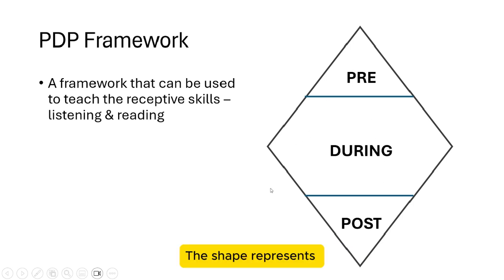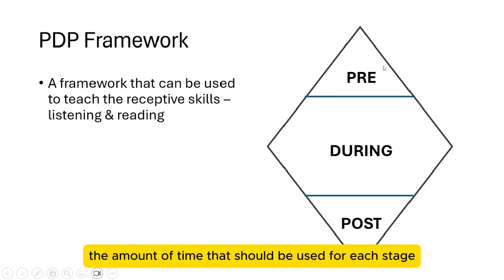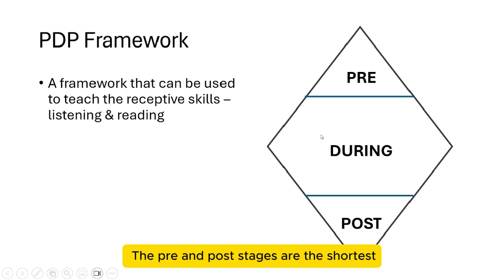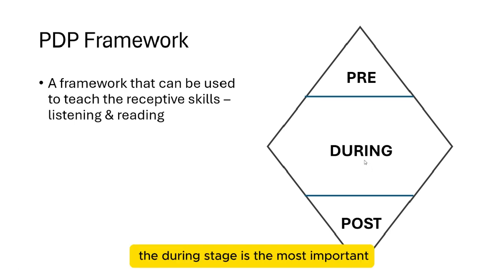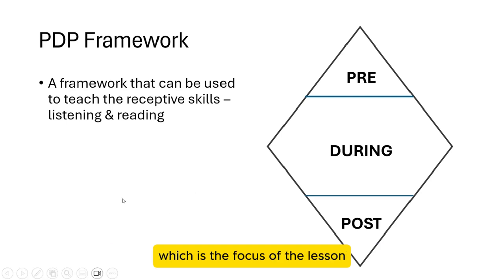Now, the shape represents the amount of time that should be used for each stage. The pre and post stages are the shortest, and the during stage is the longest, as you can see. So, this means that the during stage is the most important because it is the stage in which learners use the skill, in this case, reading and listening, right? Which is the focus of the lesson.